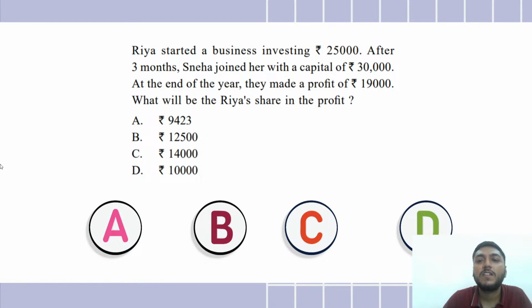Ria started a business investing 25,000 rupees. After 3 months, Sneha joined her with a capital of 30,000. At the end of the year, they made a profit of 19,000 rupees. What will be Ria's share in the profit? So this is one of the trickiest questions in this exercise we are doing today, right? So let me see how many of you would be able to do this question correctly.